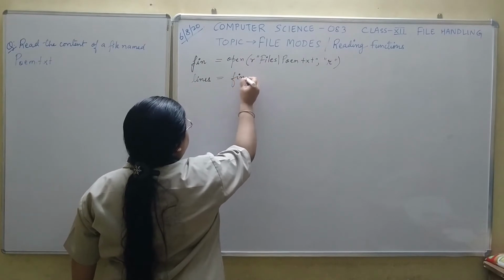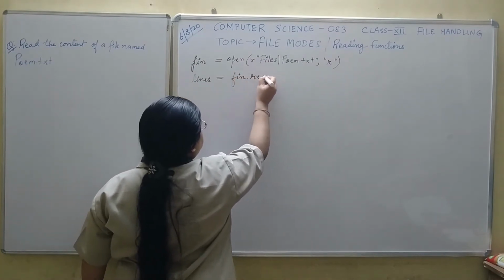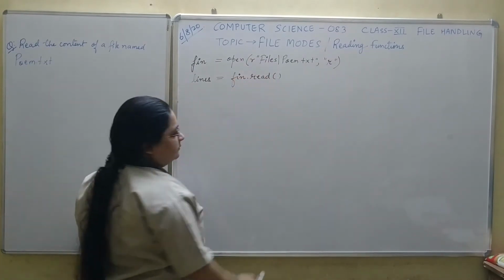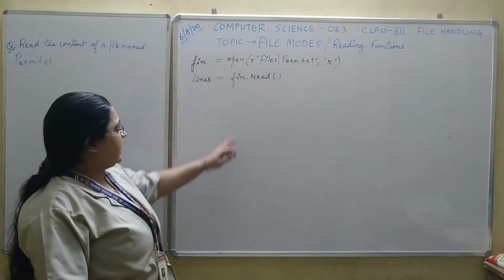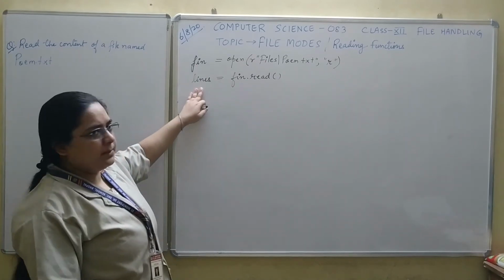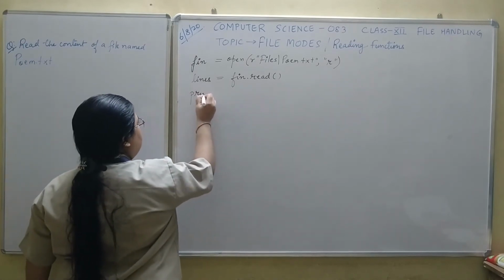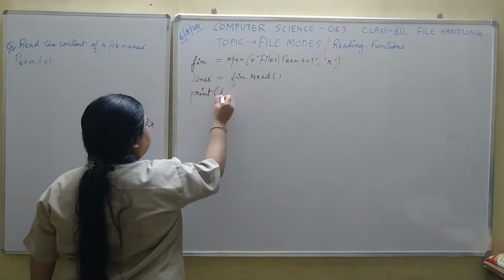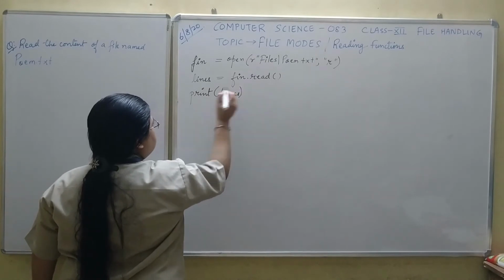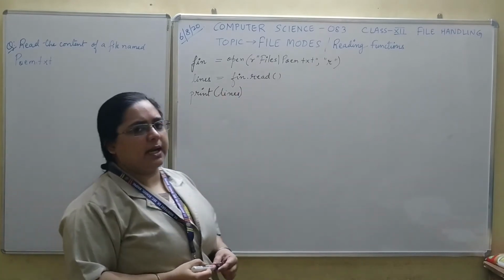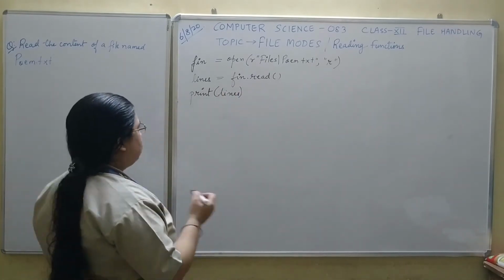We use the file object dot read. Very simple. So the entire content of the file will be saved in lines, and now what you can do is you can print lines. In this you will be able to see the entire content of the file.